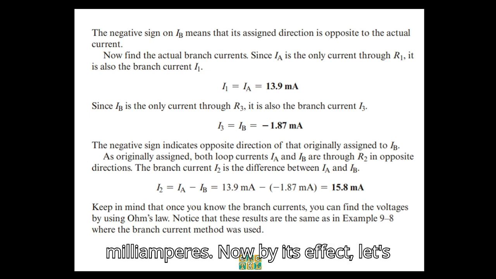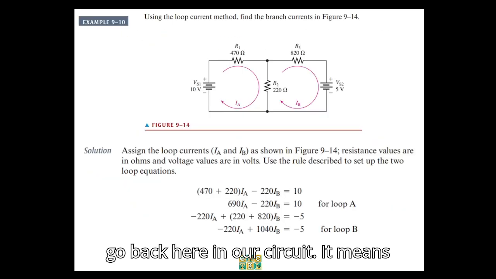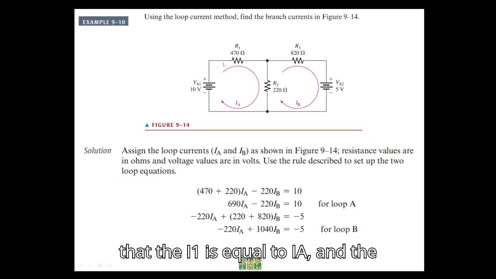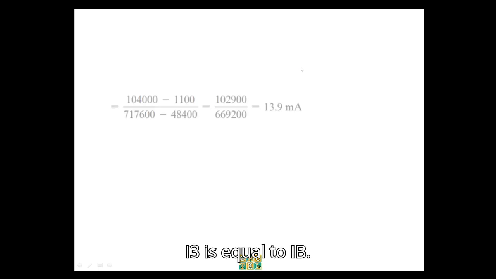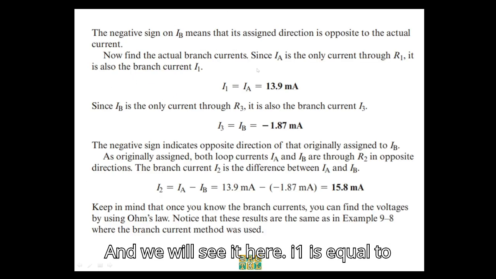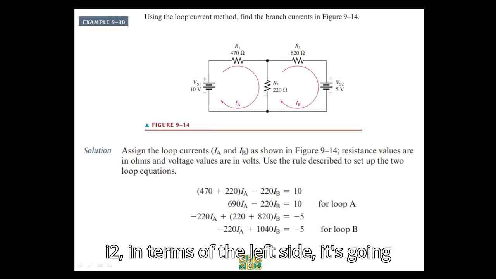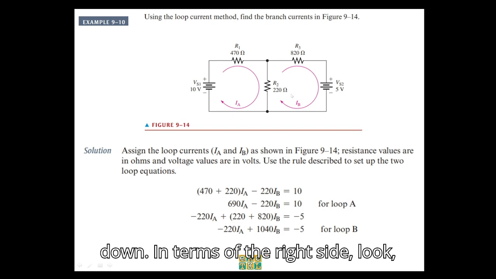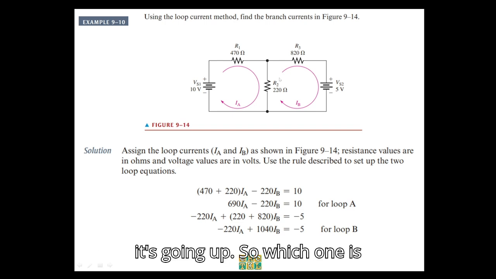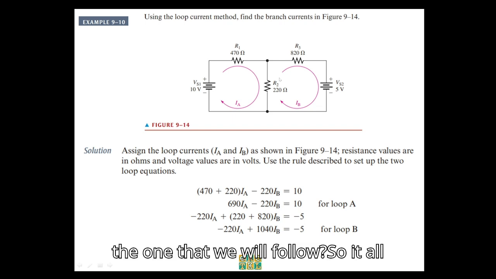Now, by its effect, let's go back here in our circuit. It means that I1 is equal to IA and I3 is equal to IB. And we will see it here: I1 is equal to IA and I3 is equal to IB. It's that easy. But in the case of I2, in terms of the left side loop, it's going down. In terms of the right side loop, it's going up. So which one is the one that we will follow?